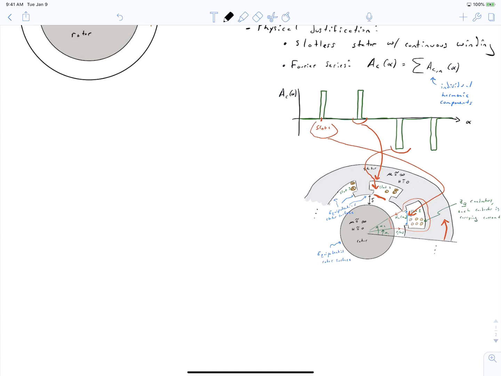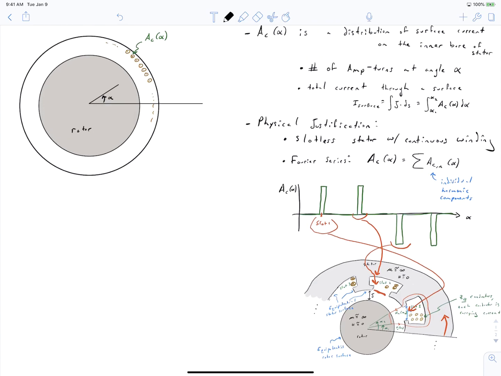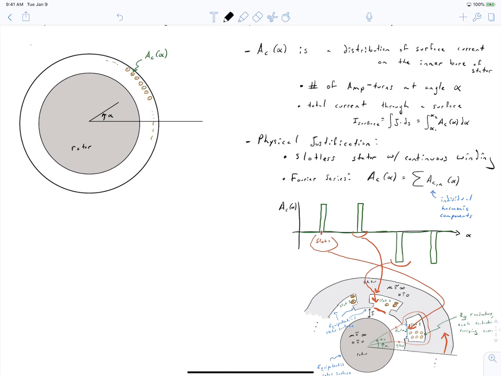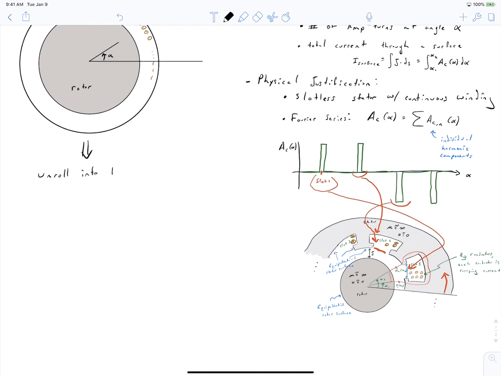This time we're going to start talking about a linear current density, and we can make the observation that we can take our slotless stator up here, our example machine in the top left, and we can unroll it to be a linear machine.